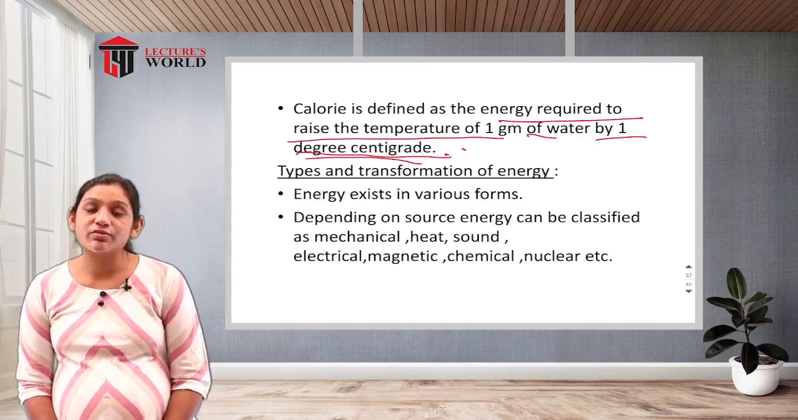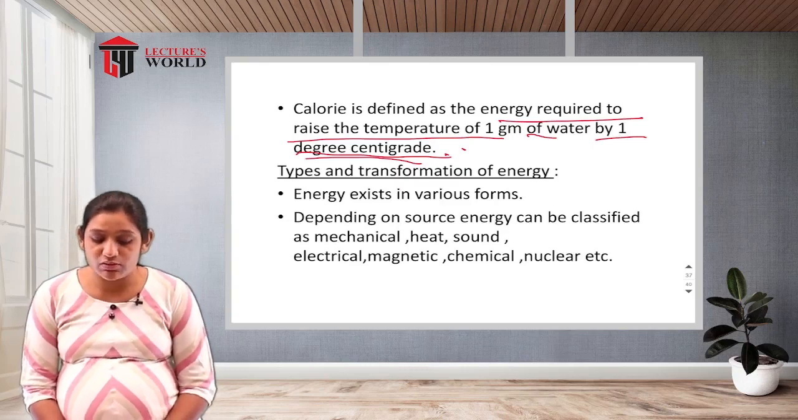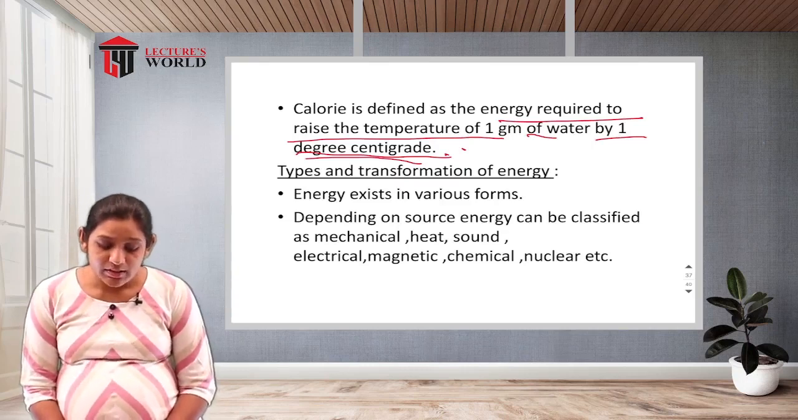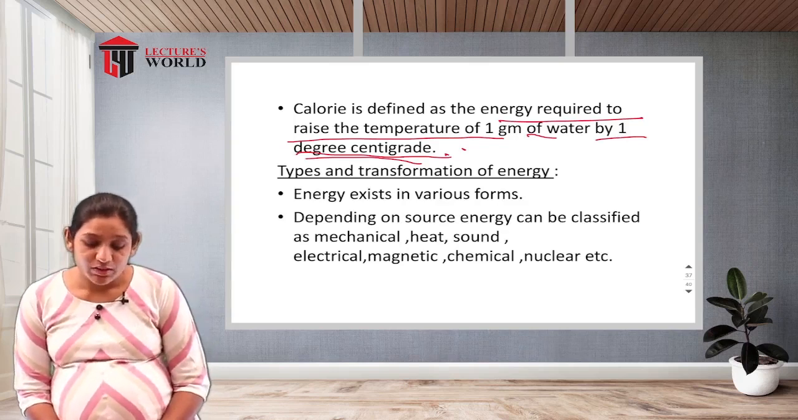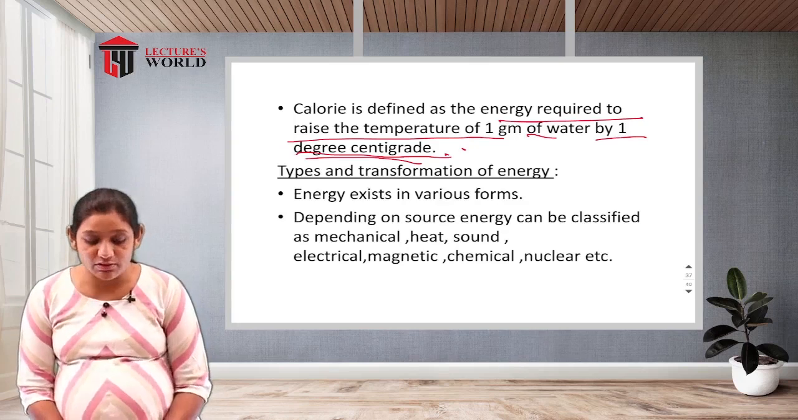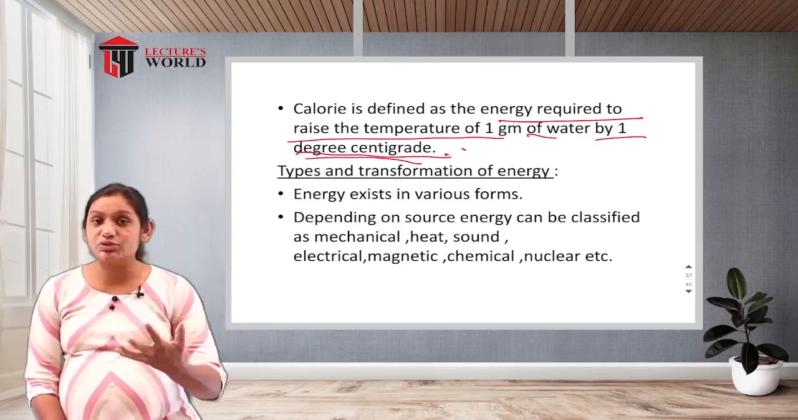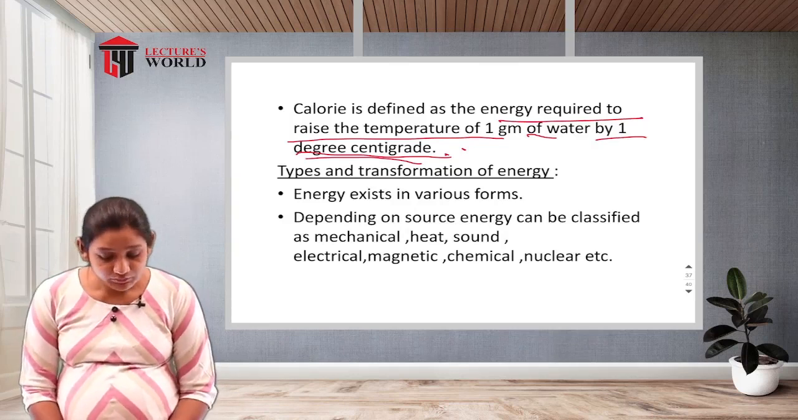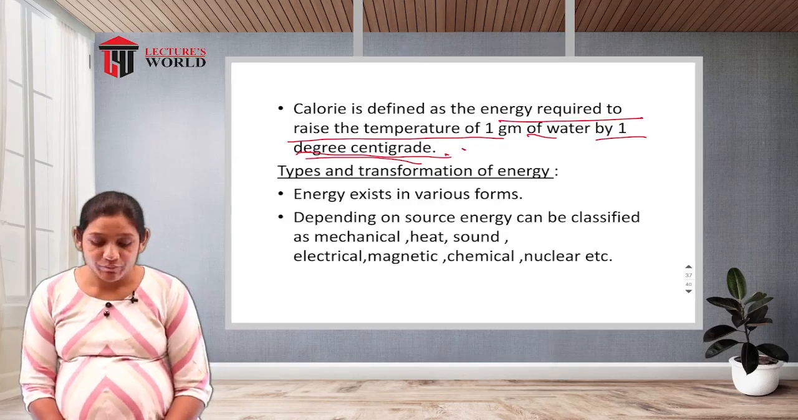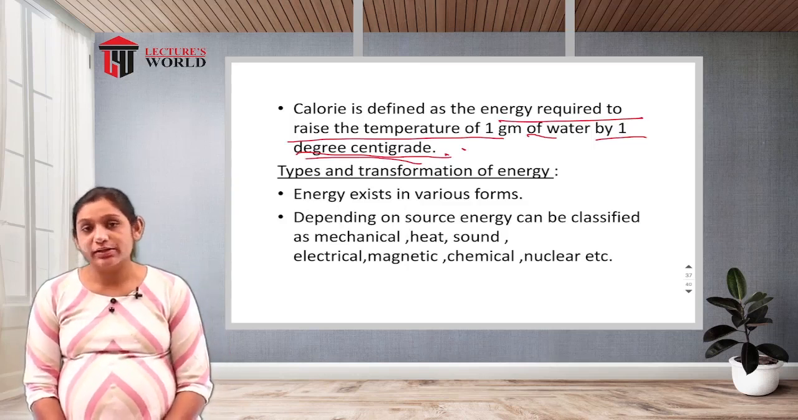Types and transformation of energy. Energy exists in various forms, and depending on the source, it can be classified as mechanical, heat, sound, electrical, magnetic, chemical, nuclear, etc. This means we observe in which form the energy exists or is consumed.